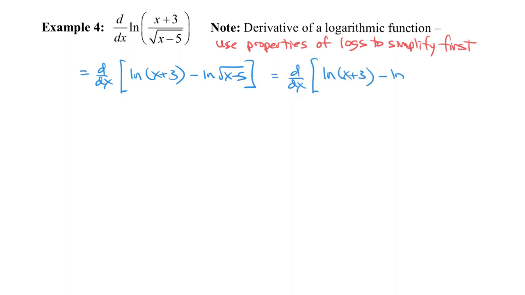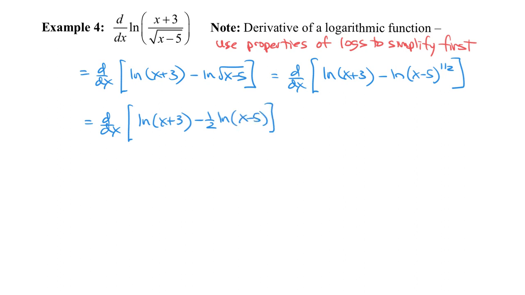That's really minus natural log of x minus 5 to the 1/2 power, right? Because something under a radical is the same as this. And then we've got that rule that says this 1/2 can come out front. So this is saying we want to take the derivative of the natural log of x plus 3 minus 1/2 times the natural log of x minus 5. And now when we differentiate, we've got a really easy one, right?